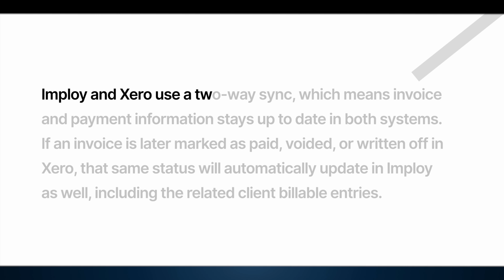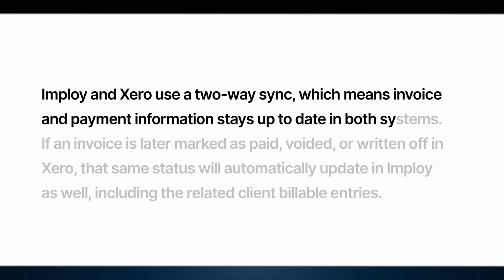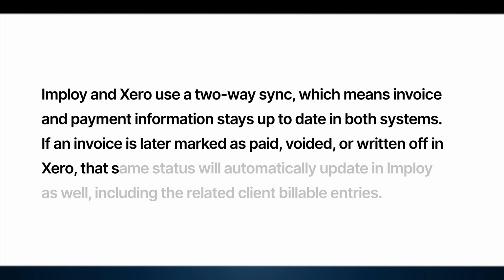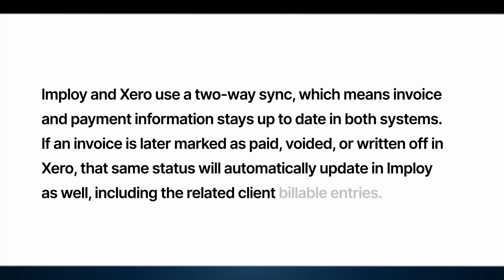Imploy and Xero use a two-way sync, which means invoice and payment information stays up to date in both systems. If an invoice is later marked as paid, voided, or written off in Xero, that same status will automatically update in Imploy as well, including the related client billable entries.